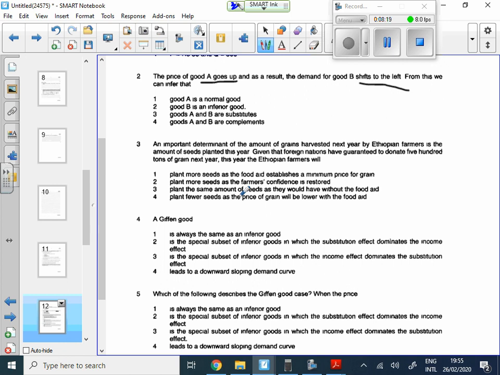So that section we are not really going to cover on its own. So you need to think about it. They were told that they are going to get a donation of 500 tons. What are the farmers going to do?